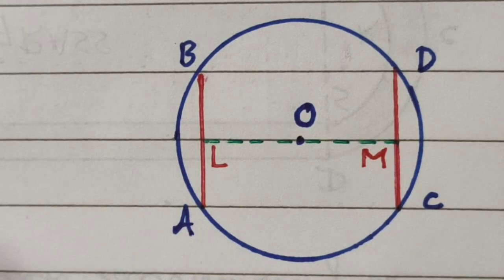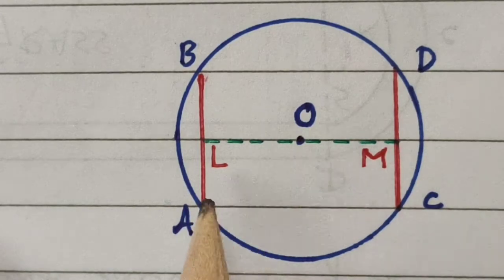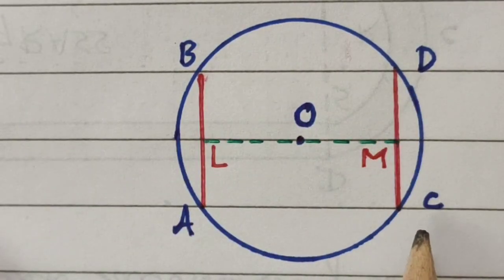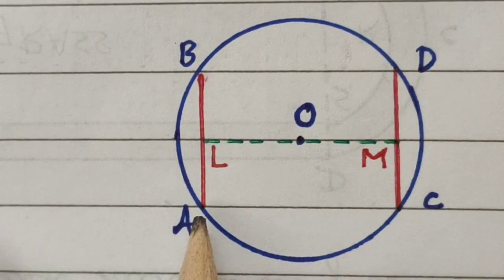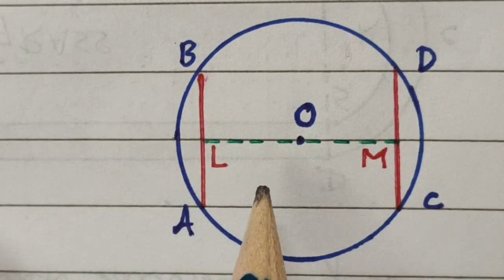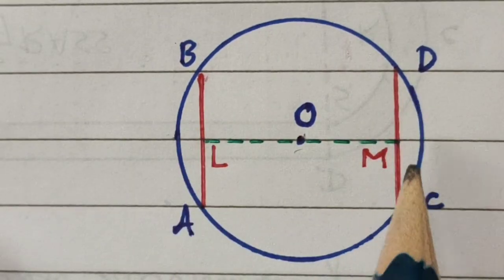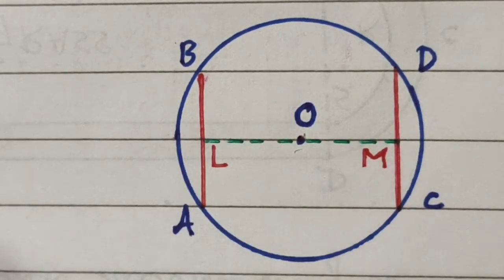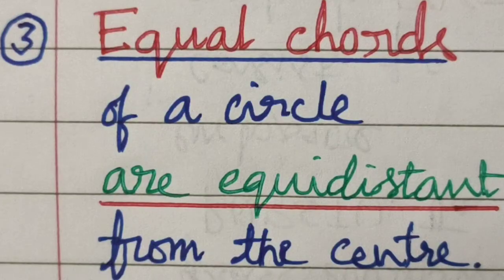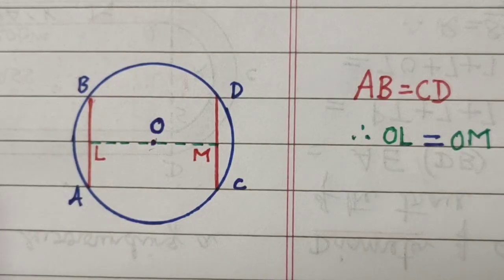Equal chords of a circle are equidistant from the center. AB and CD are equal chords, therefore they are equidistant from the center. Whenever two chords are equal, they are going to be equidistant from the center. Chord AB is equal to chord CD, therefore OL is equal to OM.